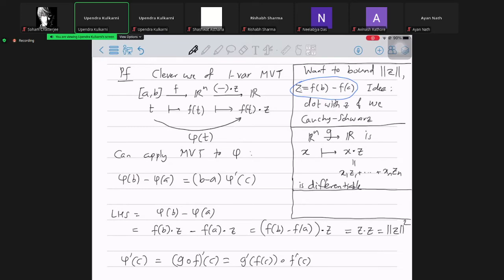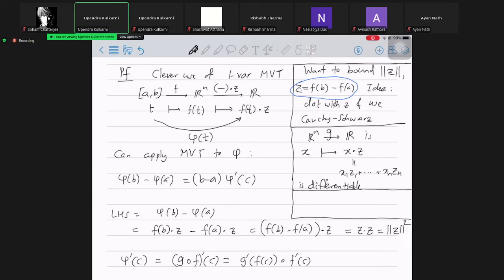So look at that map g and calculate its derivative. First I have to see what kind of animal this derivative is. g is a map from Rn to R. So its derivative is also going to be something that goes from Rn to R, a linear map. So in terms of a matrix, what is it? Z transpose.